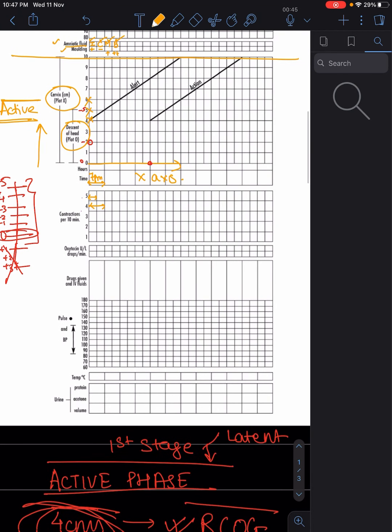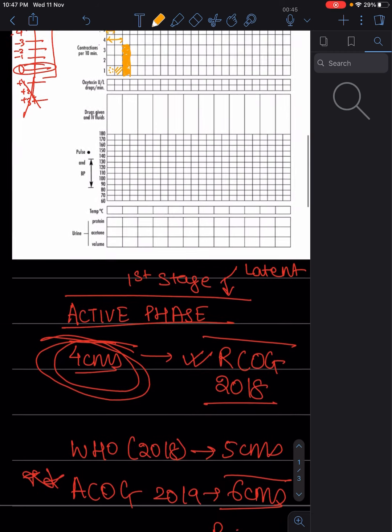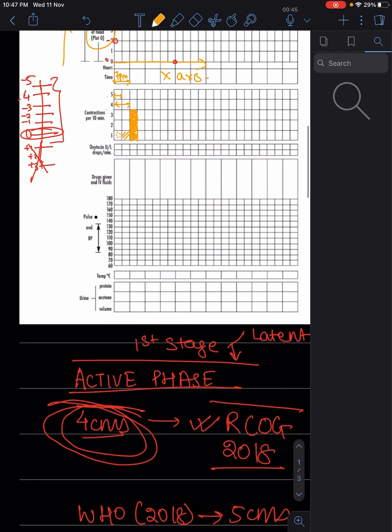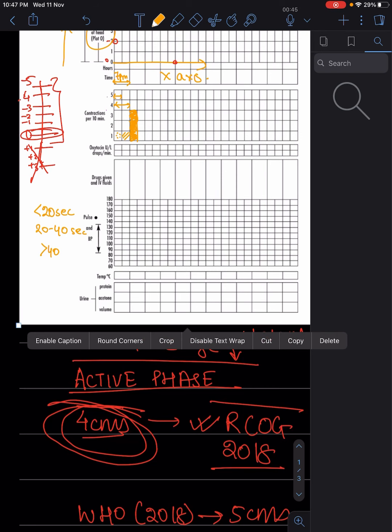Okay, moving on, as you can see, the next is the contractions per 10 minutes. Now, contraction per 10 minutes can be plotted as mild, then it is dotted. If it is moderate, it is shaded, and if it is lined, and if it is good contractions, then you will shade the whole box, right? So I hope you know what is mild, moderate, and good contraction. When it is lasting less than 20 seconds, it is a mild contraction. 20 to 40 seconds is moderate, and more than 40 seconds is a good contraction, right?